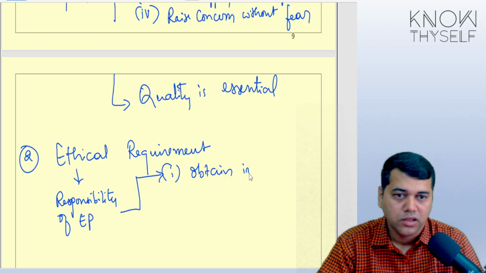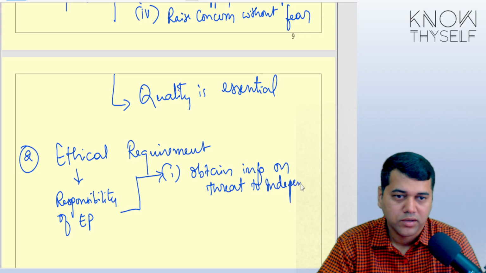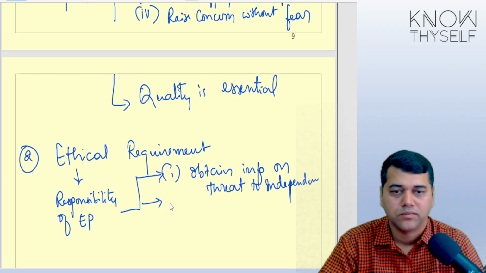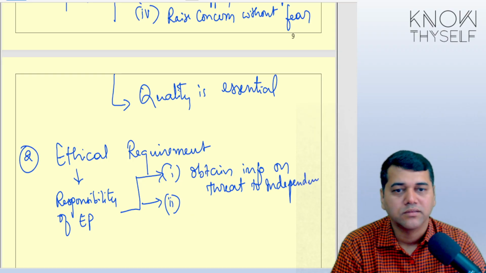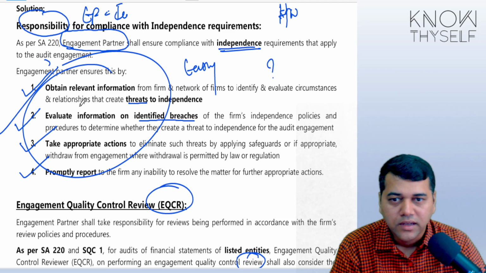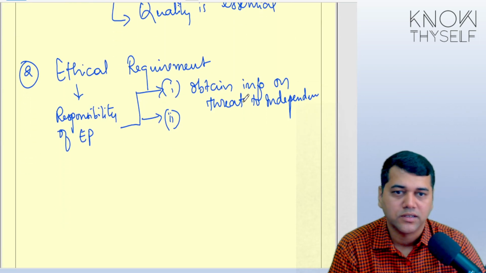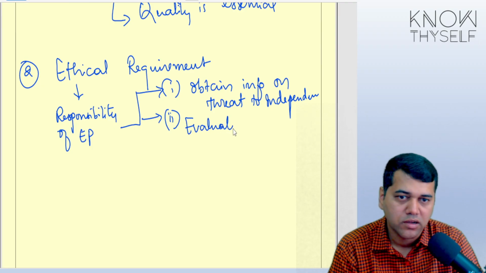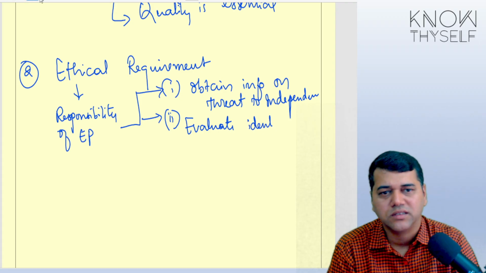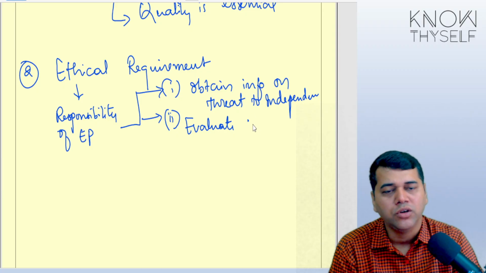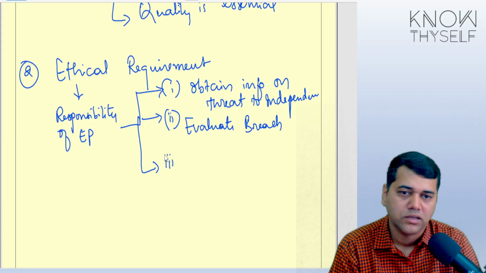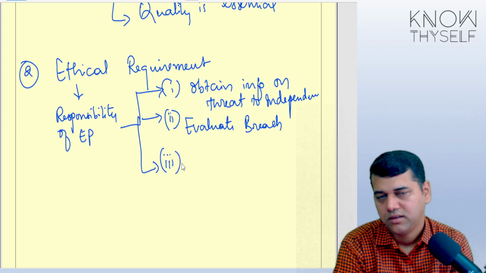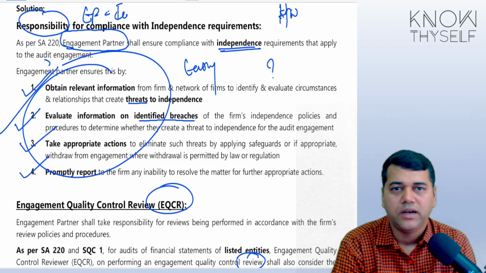Obtain information on threat to independence. Evaluate information on identified breaches. First obtain the information, then you'll come to know whether the breach has happened or not. If a breach has happened, you have to evaluate. Third, take appropriate actions.